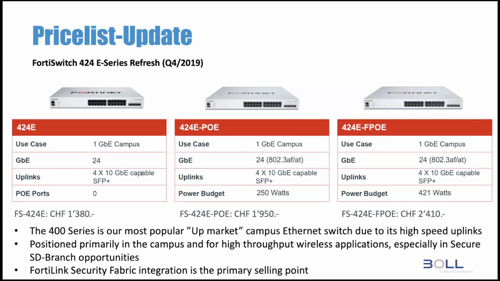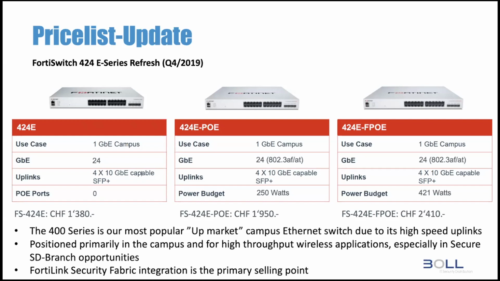The 400 series got a refresh. As we know, there is still the D series around, so you can now find the 400 in the flavor of E as well. The main difference is that we have 4 times 10 gig capable SFP plus uplinks. You also see that this one comes with different power budgets, as a PoE and an FPoE version. There you will also recognize that all ports are power over Ethernet, not just half, like I said on the 100 series.